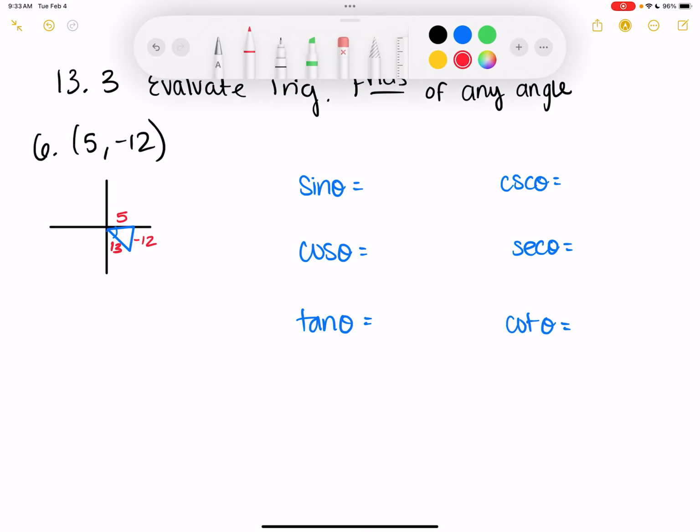All right, what's the sine of theta? Sine is opposite over hypotenuse, which is negative 12 over 13.